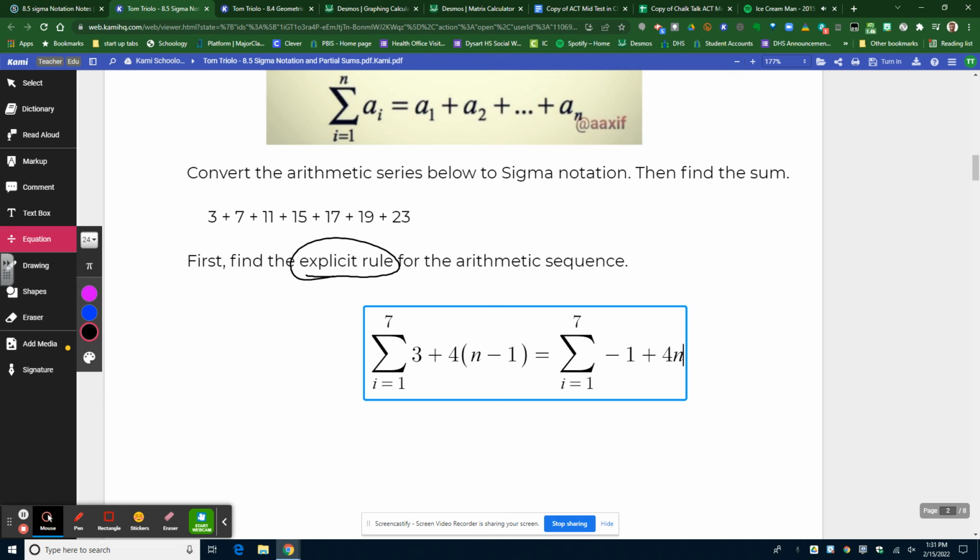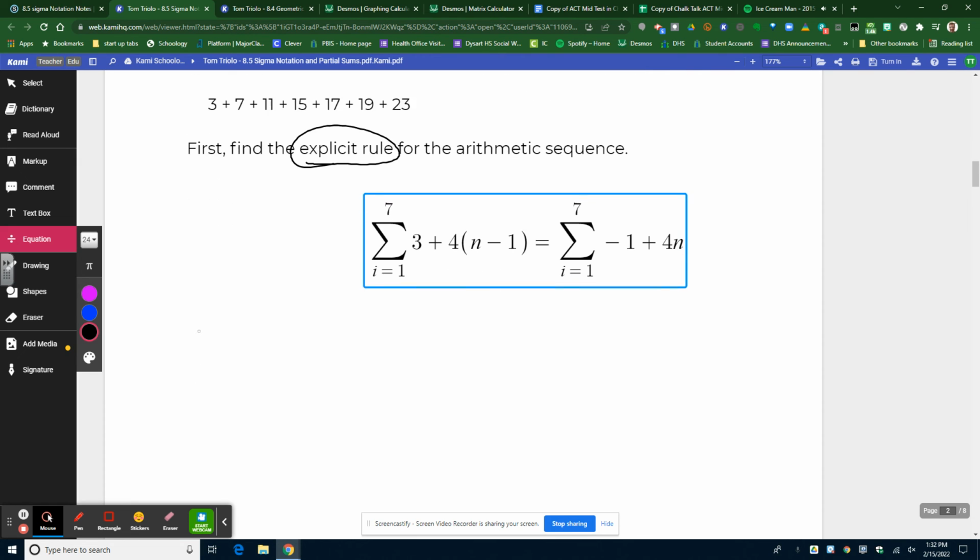Because there's 1, 2, 3, 4, 5, 6, 7 terms. So the number on the bottom tells you where to start, and the number on the top still tells you where to end. Unless stated otherwise, you can assume start with the 1. Not always, unless stated otherwise, which is going to happen in the not too distant future.